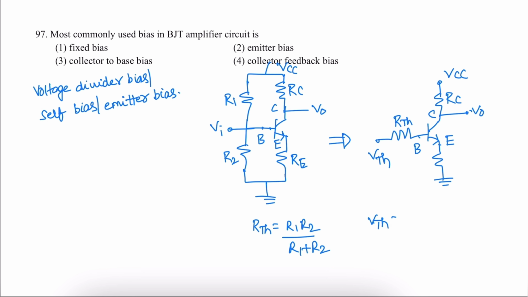And VTH is the base voltage VB, into R2 by total resistance at the input, R1 plus R2. This voltage divider bias, or self bias, or emitter bias, is the most preferred bias circuit, because for reasonable values of R1, R2 and RE, a stability factor of less than 10 can be achieved, because least stability factor is more desirable. The correct option is 2. Voltage divider bias, emitter bias or self bias.